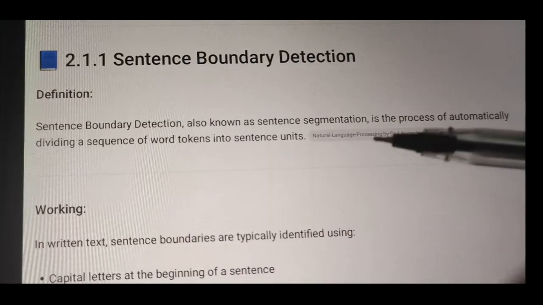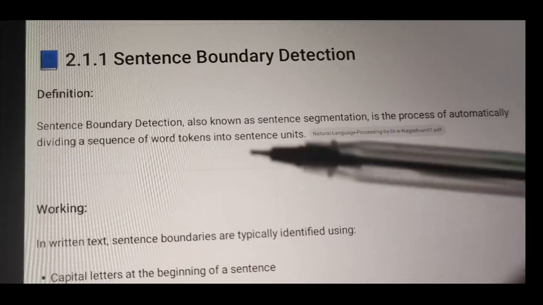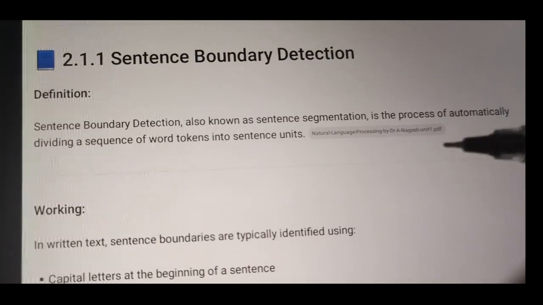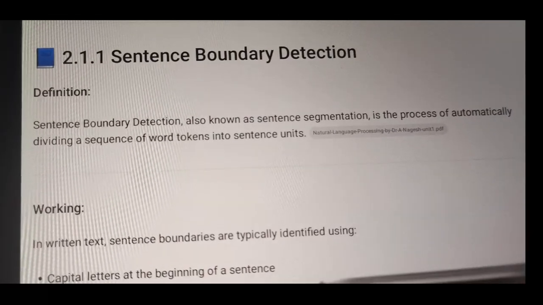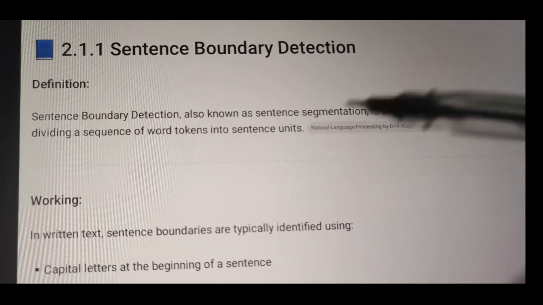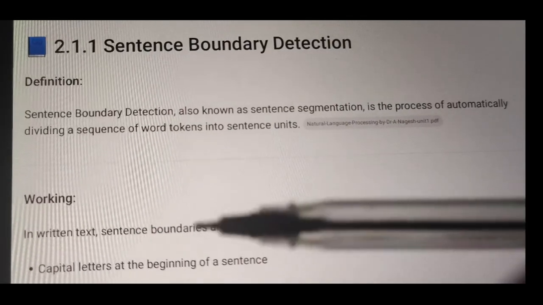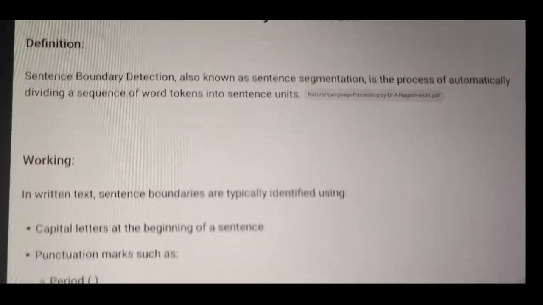If I have a whole sentence, then each word is known as a word token, right? So we're dividing the sequence of word tokens into sentence units. If I have 2 or 3 sentences, then I have multiple word tokens, right? So I'm dividing those sequences of word tokens into sentence units. This is one sentence, this is one sentence, this is one sentence, like that.